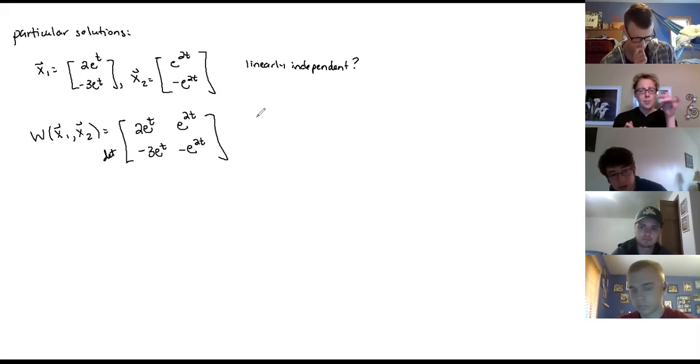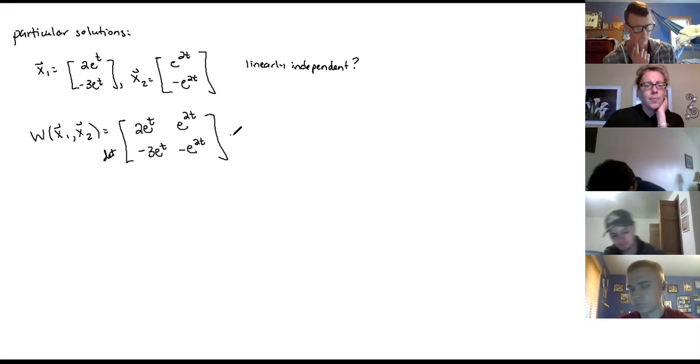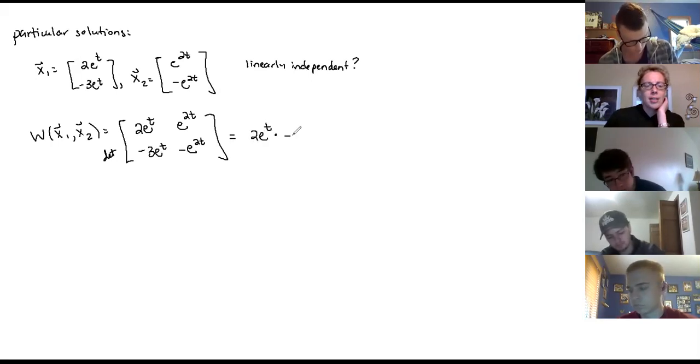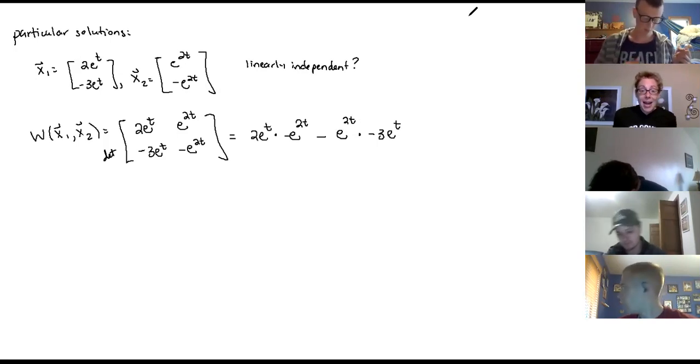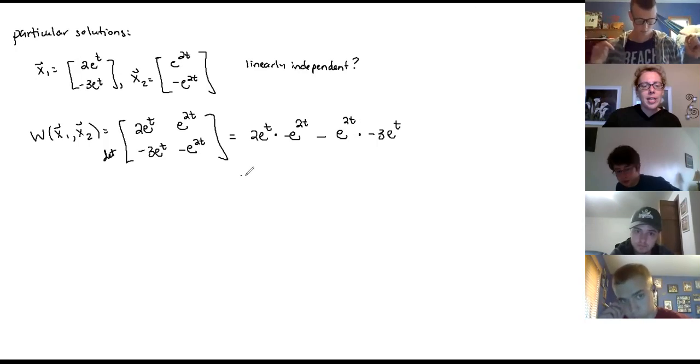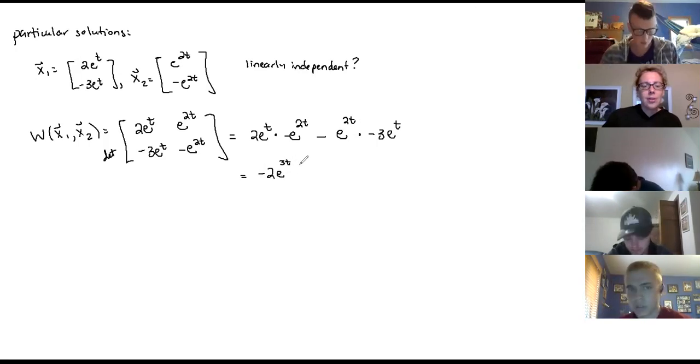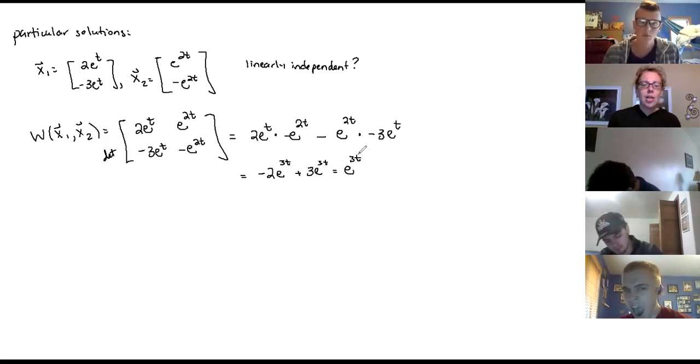Determinant of 2 by 2s is easy, just multiply in one direction and multiply back in the other direction. So 2e to the t times negative e to the 2t. And then I got to subtract, minus e to the 2t times negative 3e to the t. Remember that when you multiply, you add exponents. So my exponents are going to be e to the 3t. We've got negative 2e to the 3t plus 3e to the 3t.